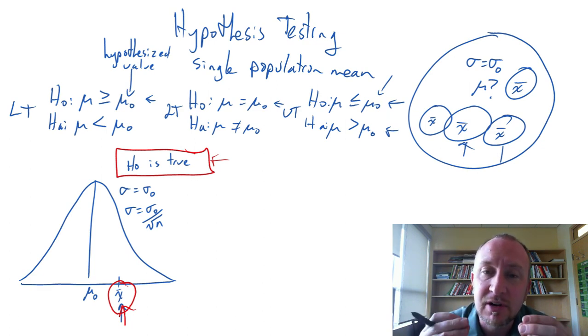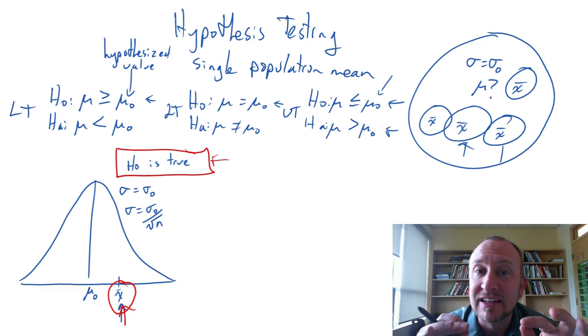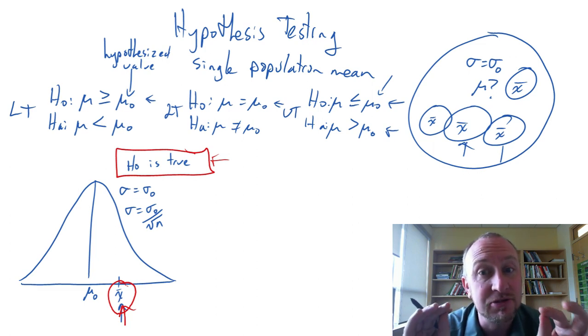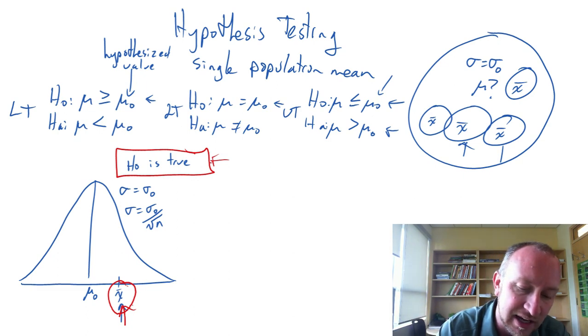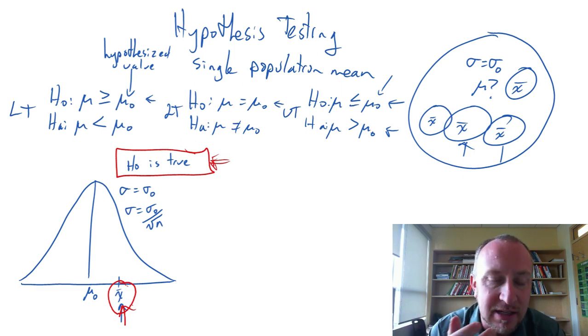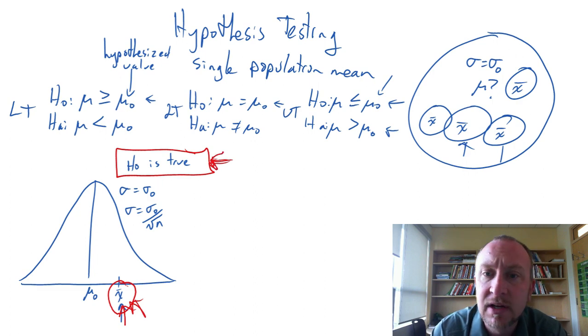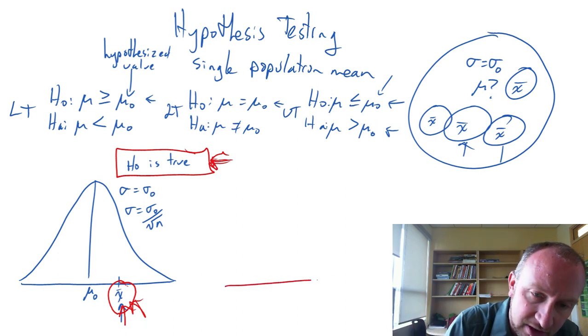If that mean occurs with very, very small probability, then that gives us evidence that the null might not be true, if it's very unlikely that this mean came from that distribution. That's what gives us evidence against the null. If it's very likely, a high probability of obtaining that sample mean from that distribution, then that gives us evidence that supports the null.